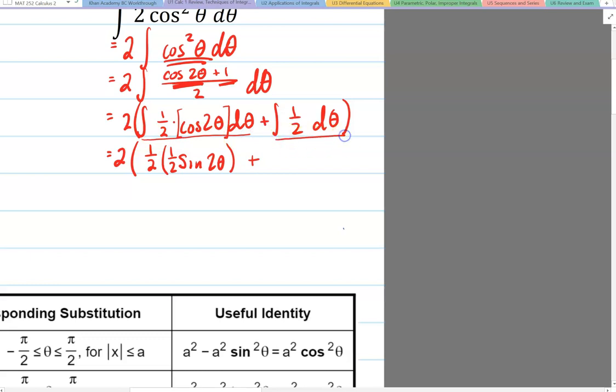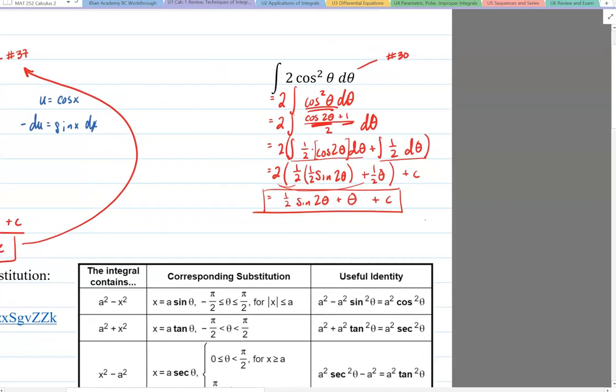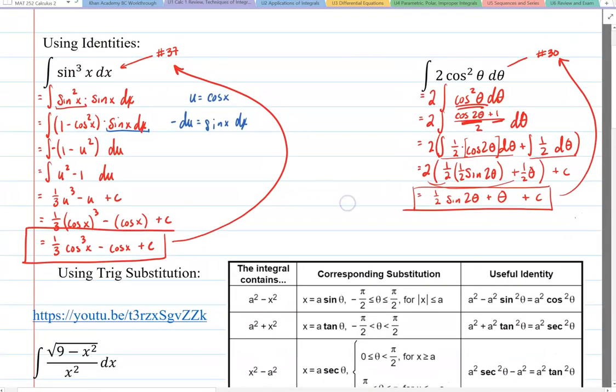And for our second antiderivative, the antiderivative of 1/2 with respect to theta is just going to be 1/2 theta. And now if we distribute our 2 back into this pair of expressions, we end up with 1/2 sine 2 theta plus theta. We can't forget about our plus c. And of course you can go back and check our table of integrals and see if this does indeed match. Like I said, I believe it was rule number 30, but rule number 30 could have been utilized to complete this shortcut.